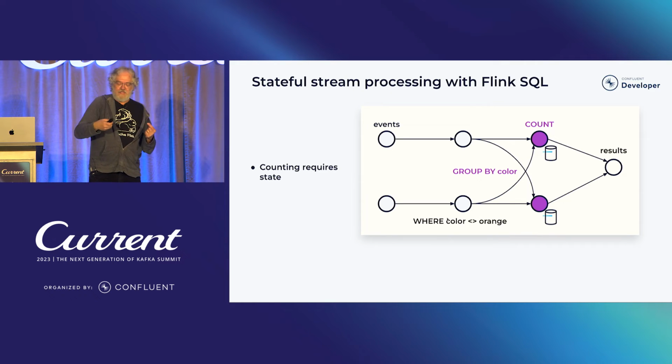We have to store a counter, in this case, a counter for every color. So if you were thinking about how to build this, you might think in terms of having a hash table where the keys are the colors and the values are the count so far for that color. And that's exactly the kind of state that Flink manages. You can think of the state in this counting operator as a sharded key value store, where each instance has the entries for some of the colors.